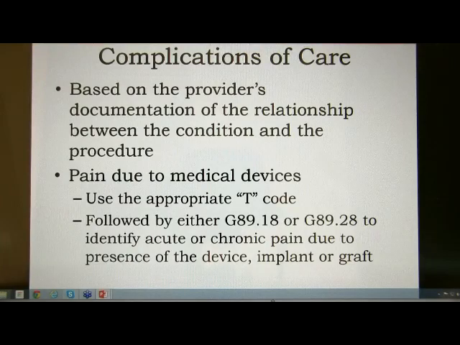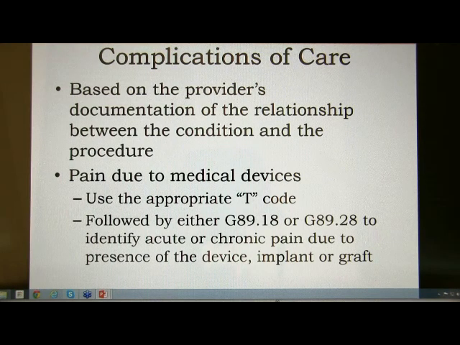Duration and the complication will determine how that is coded. The patient might just have a reaction or a complication that's unrelated to that original injury, and we would code that separately. If patients are having pain due to their medical devices, we do have a different set of codes in ICD-10 to clarify what that injury is or what that pain is.